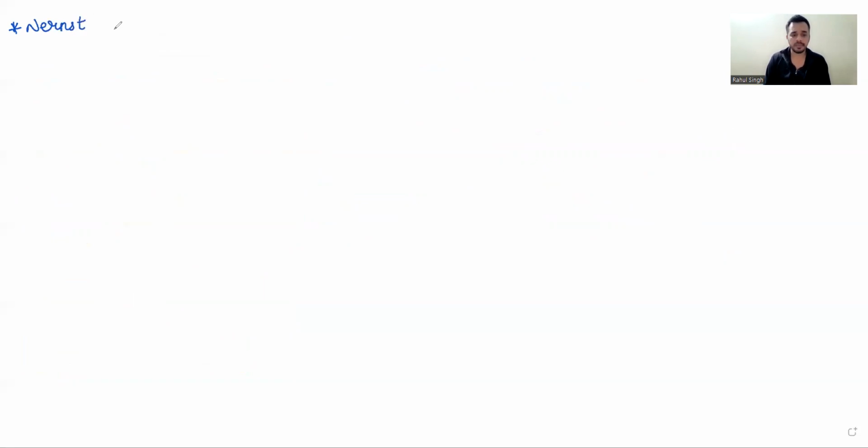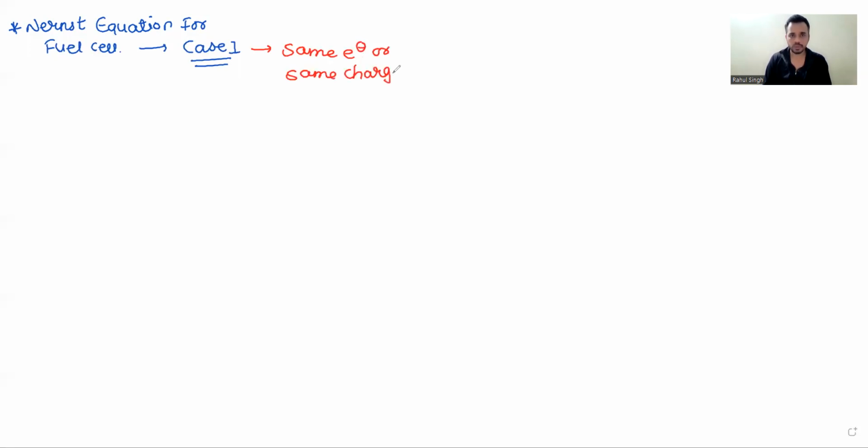First case we will be seeing over here, Nernst equation for fuel cell. And this will be our case number 1. This first case deals with the same electron, or we can say that whenever we have the same electron or same charge, we will be seeing a cell where we will have the same electron or the same charge over here.